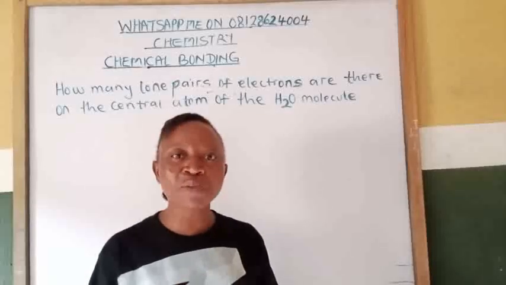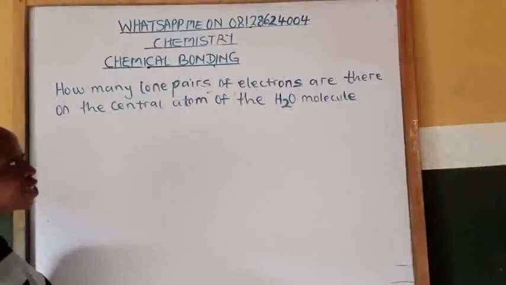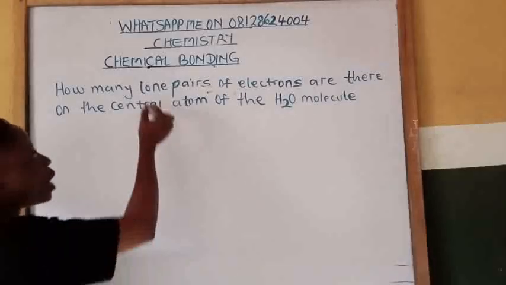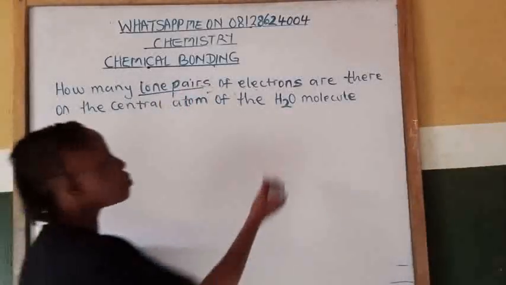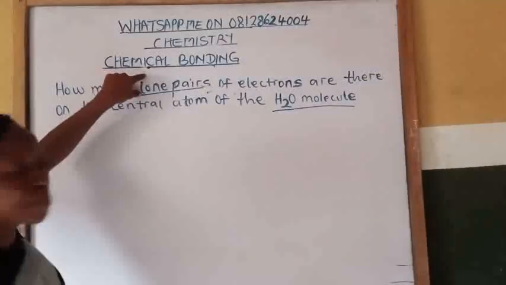This is a question on chemical bonding and it says, how many lone pairs of electrons are there on the central atom of the water molecule? We are looking for the number of lone pairs of electrons that are on the central atom of the water molecule. So what is a lone pair?